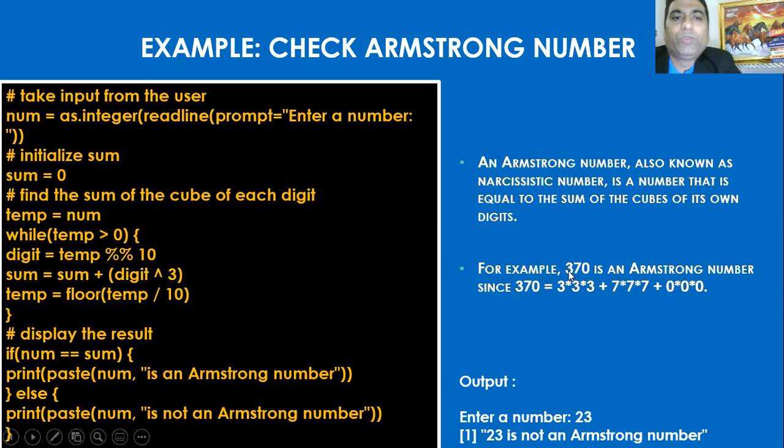370. So there are 3 digits here: 3, 7 and 0. So the cube of 3 is 3 multiplied by 3 multiplied by 3, then 7 multiplied by 7 multiplied by 7, and 0 multiplied by 0 multiplied by 0. And we are adding all together. So the result will be the same. Okay. So this code block is working for checking the Armstrong number.